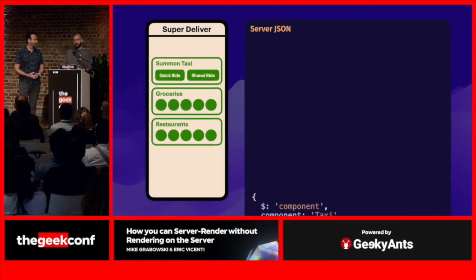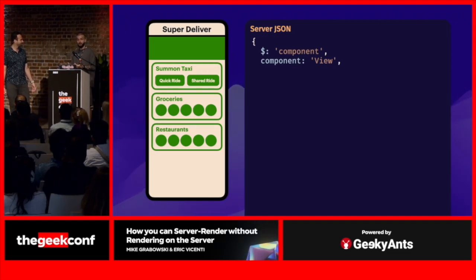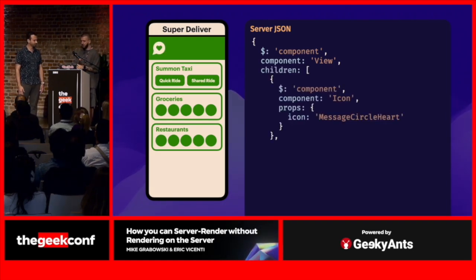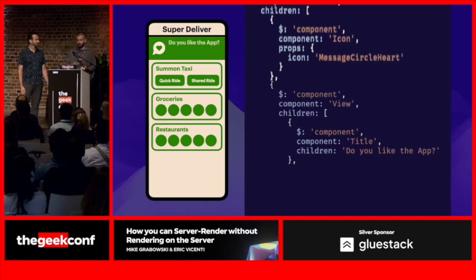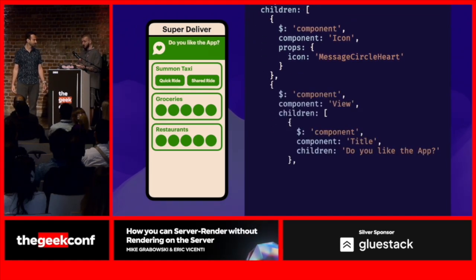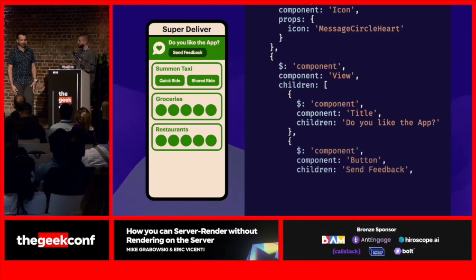Yeah, so we're going to go line by line, and first we'll start with our container, a view, then we'll go ahead and define its children. Obviously we need an icon. Luckily we have a dedicated icon component. Then we need the title. It's a simple string as the children. And then we need the button. All right, so we've got this button.